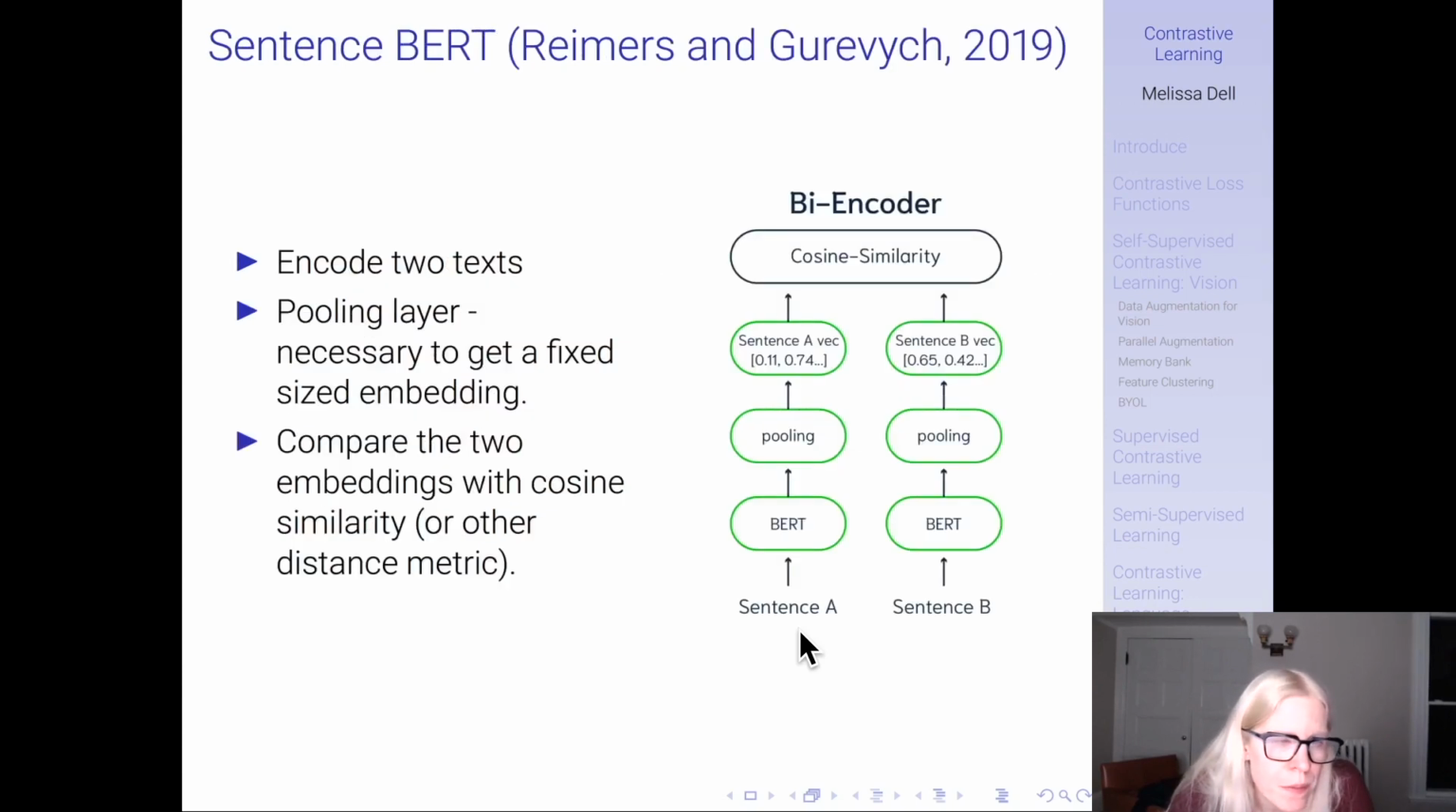And so the idea of sentence BERT is you encode these two texts using BERT, and then you have a pooling layer to get fixed size representations for the sentence. And again, sentence here is used liberally. It doesn't have to literally be a sentence. It can be any text that's up to the token limit, so like up to 512 tokens. They have a lot of different models that you can use. And then you compare the two embeddings with cosine similarity or with some other distance metric. And again, it could be SupCon, it could be triplet loss, etc.